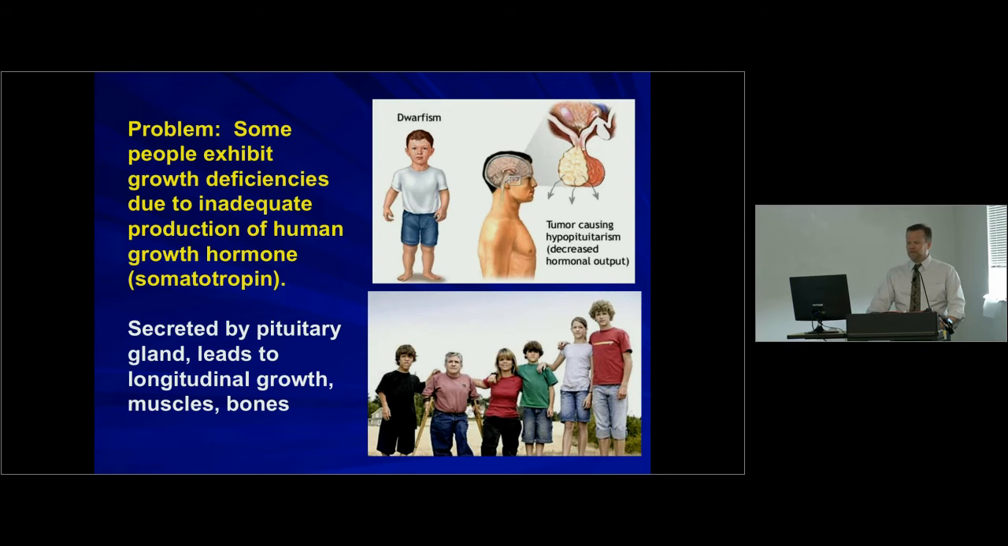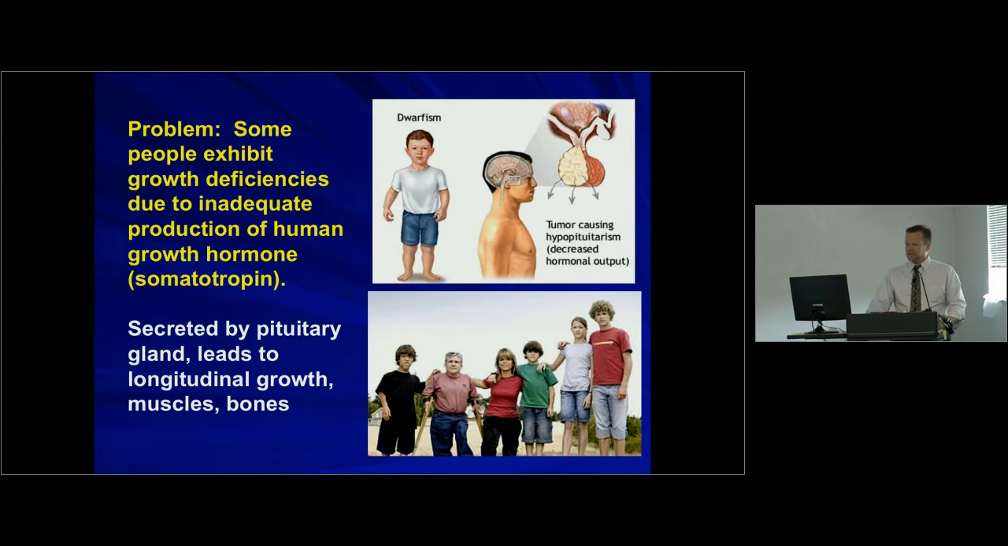There are problems with the human growth hormone that's produced. In this case, it says somatotropin. That's actually incorrect. I should have fixed that. But human growth hormone is secreted by the pituitary gland and causes elongation growth and longitudinal growth in muscles and bones. So you can see on the bottom, the people there have generally the same proportion of things like head and hands, yet their long bones are not elongating.